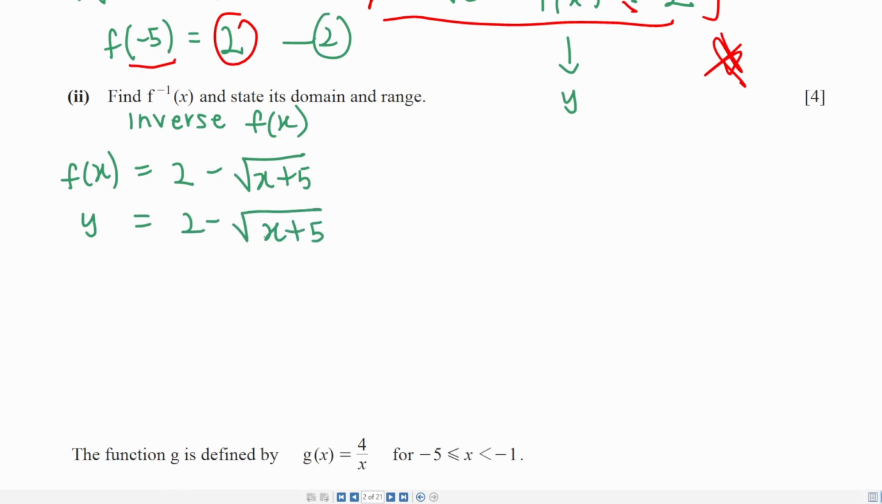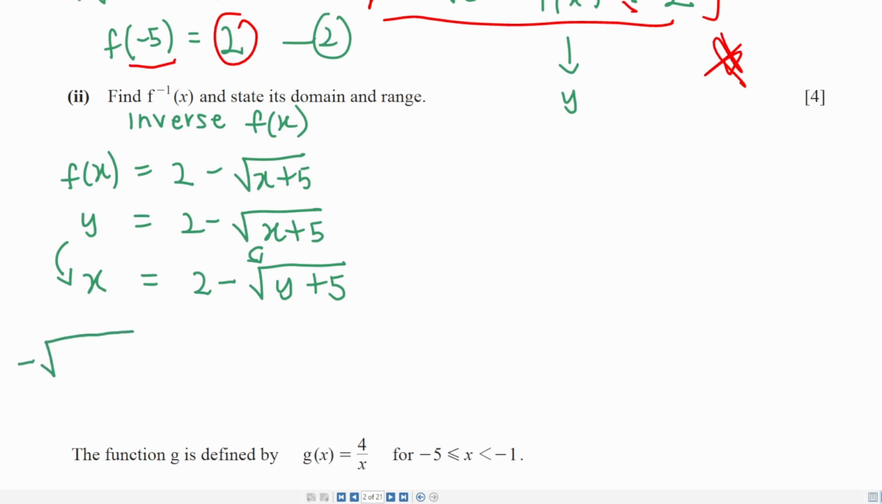Alright, so now the method I'm going to be using today is where we're going to change the x's for y's and change the y's into x's, and then we have to make y the subject again. What do I mean by this? Alright, let me show you. So this y turns into an x, 2 minus square root, and this x actually becomes a y here, y plus 5. Alright, what we can do now is we actually have to make y the subject again in order to find our inverse. So this is relatively simple.